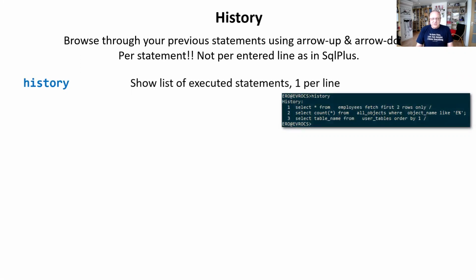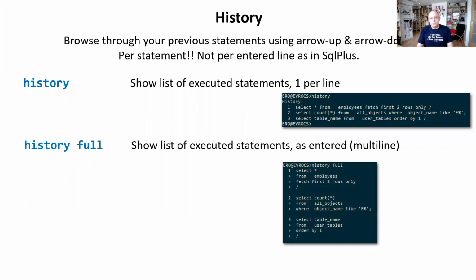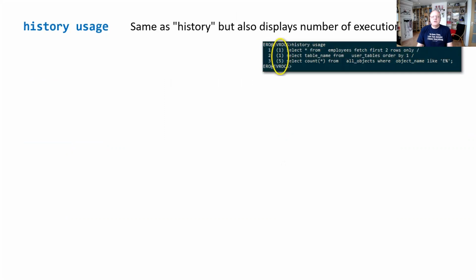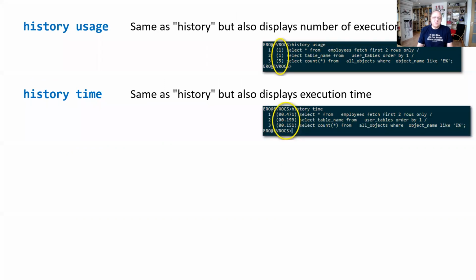You can also type in history, and then you get a list of all the executed statements with one statement per line. If you do history full, you get the same thing, but not one statement per line, but you get the statements as you have typed them, multi-line. You can type in history usage, then you get the same as history, but the number of times the statement was executed is added to that list. And with history time, the number of times executed is replaced by the execution time of the last time you executed that statement.